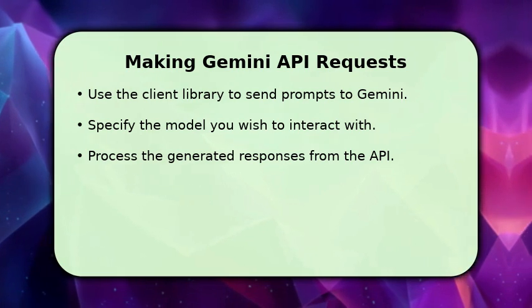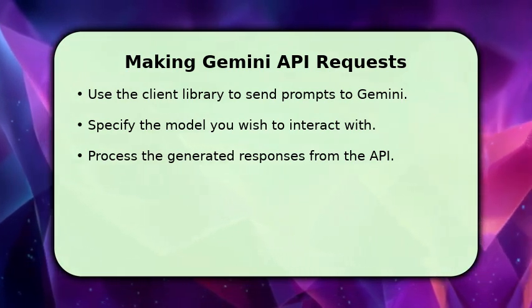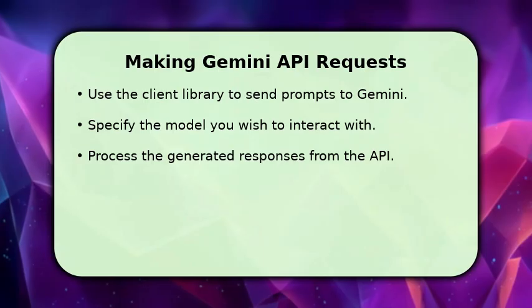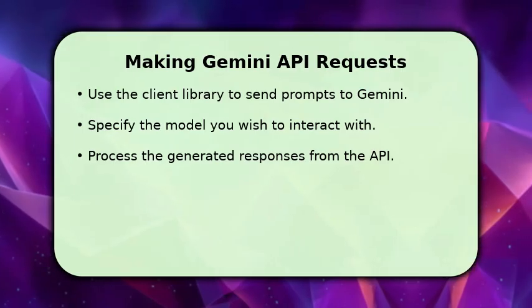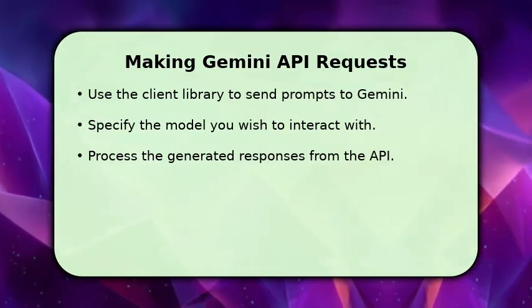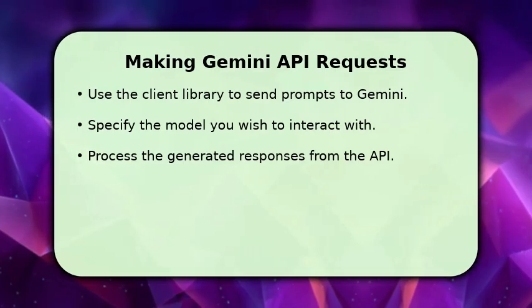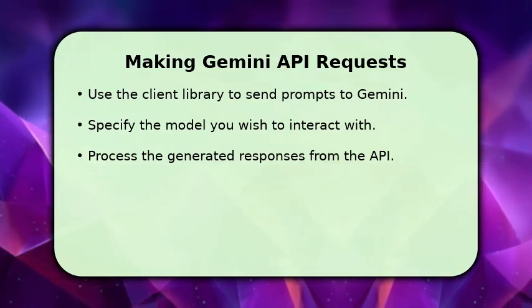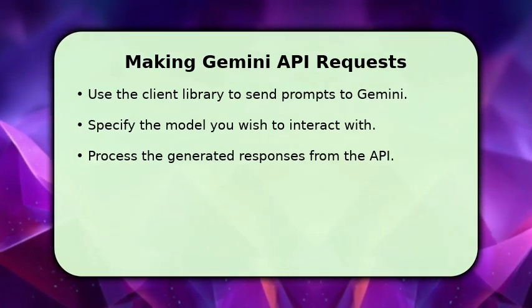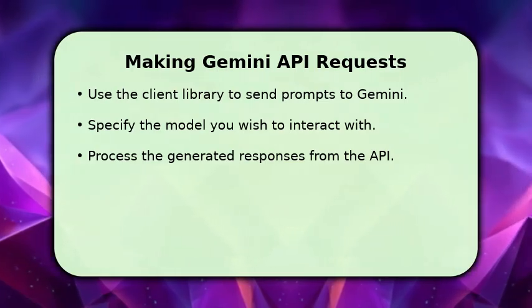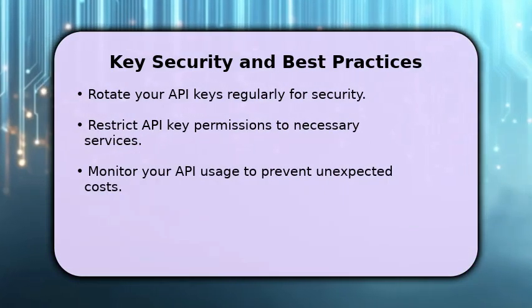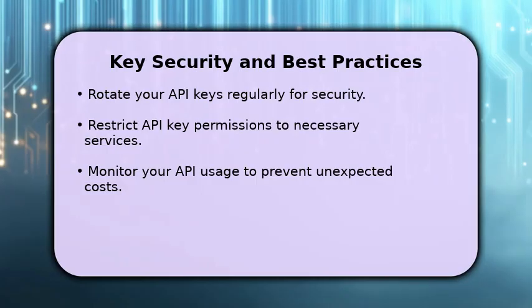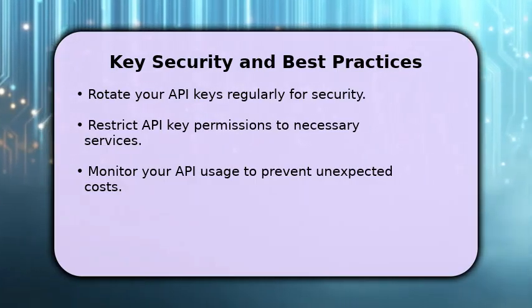Utilize the client library's methods to send your prompts, whether for text generation, code completion, or other tasks. You'll need to specify which Gemini model you want to use for your request. The API will then return a response, which you can parse and integrate into your application. It's quite powerful. To ensure the security and efficiency of your Gemini key usage, always follow best practices.